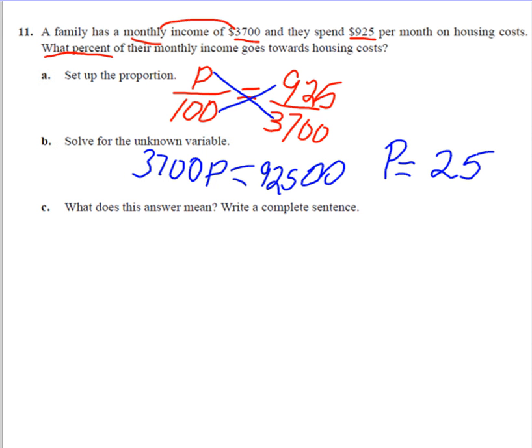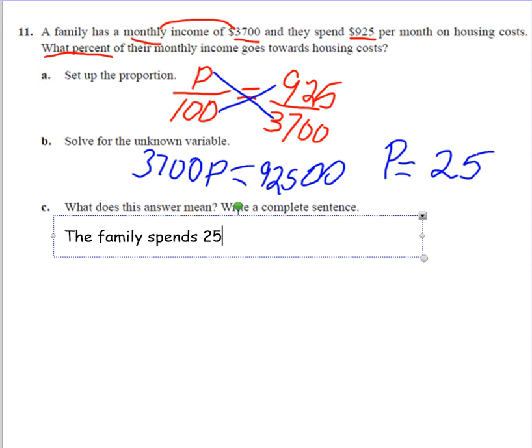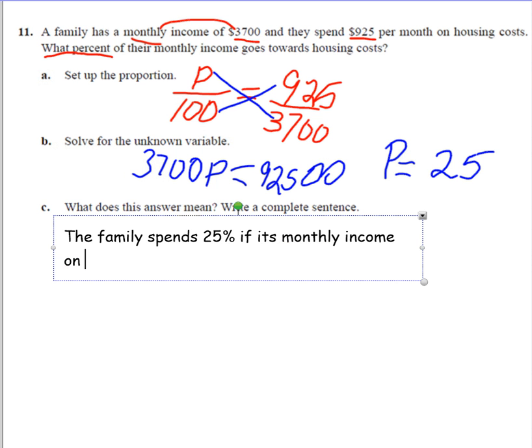It doesn't even tell us that it's a percent. I mean, we know that it's a percent because we use the letter P to represent that. But if somebody was just going to see P equals 25, they're not going to have any idea what's going on. So putting it back in the context of our story problem, our answer means that this family, we don't know who it is, so we'll say that family spends 25% of its monthly income on housing costs.